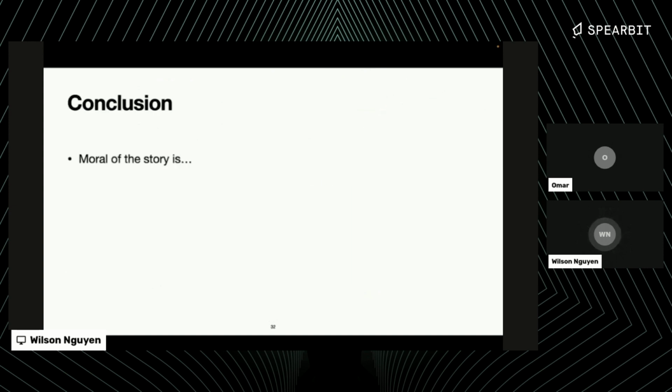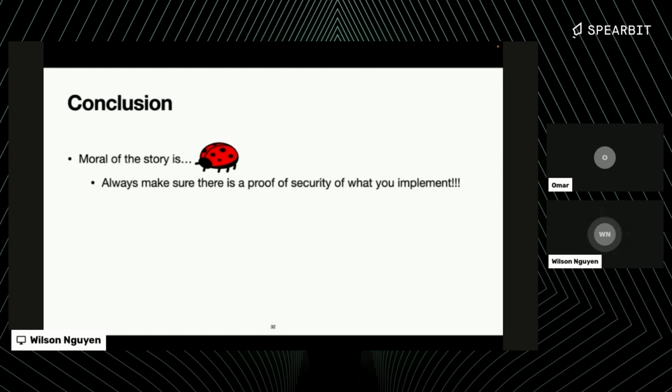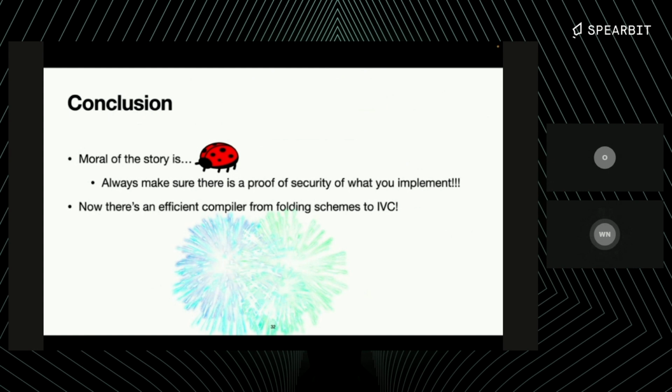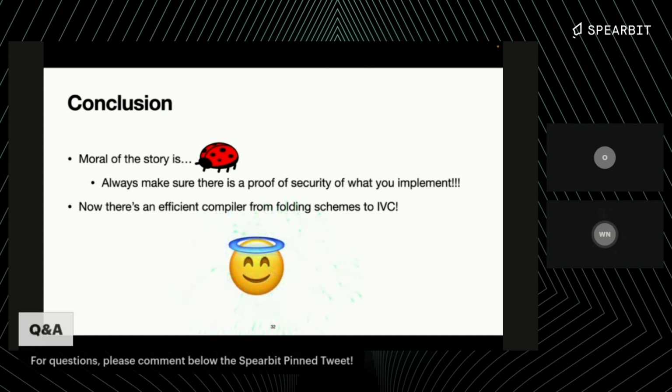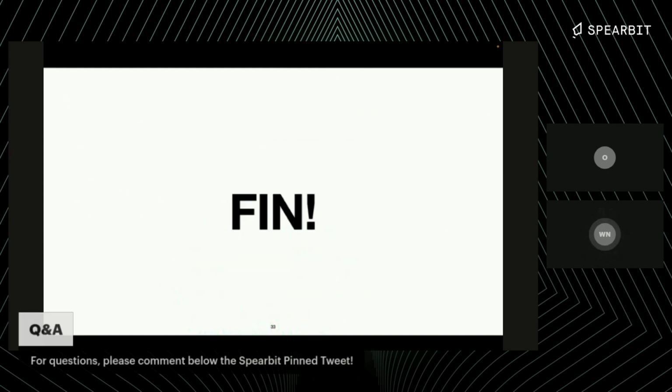So in conclusion, the moral of the story is when you implement something, always make sure that there exists some proof of security, that someone actually went through the arguments to prove that it was a secure implementation. And now there's an efficient compiler from folding schemes to IVC. Cool. And that's the end of my talk.